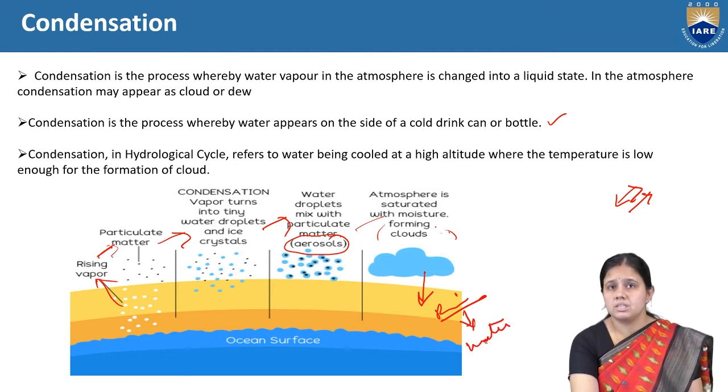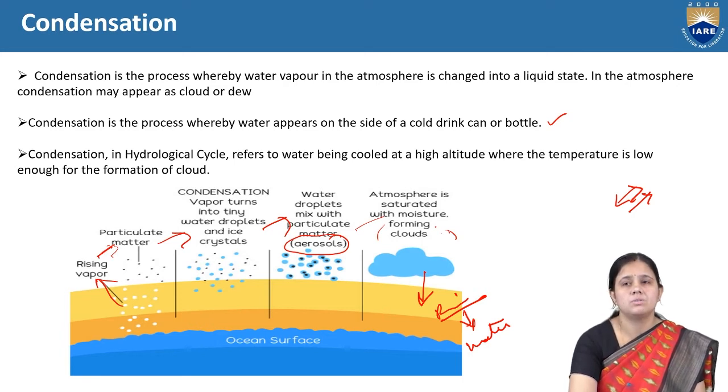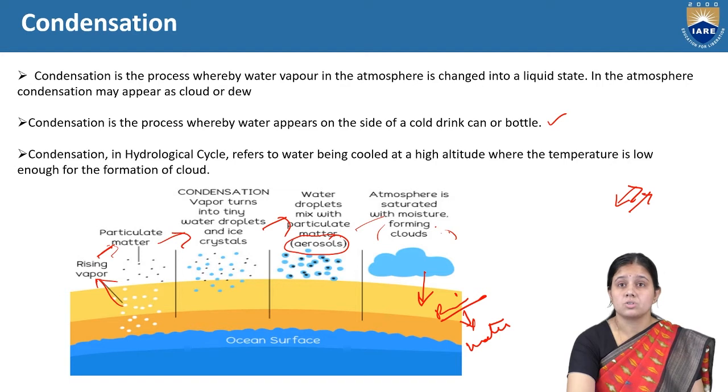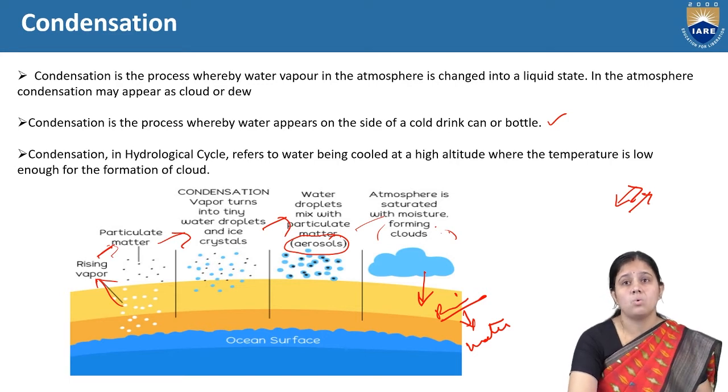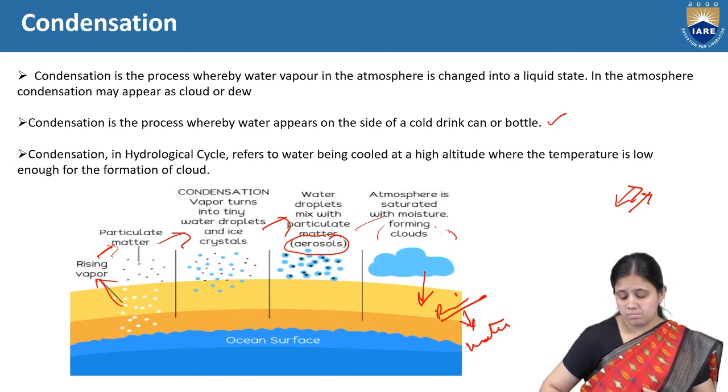Condensation is again the process where the water vapor in the atmosphere changes into the liquid state. So this is the process of changing water vapor into the liquid state, like water vapor being converted into water droplets. This is the process of condensation. It may appear as a cloud or dew. You can see it in our daily life examples.